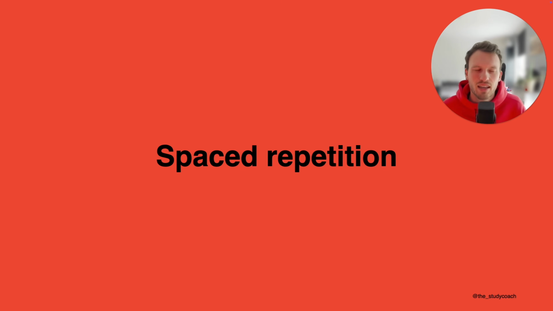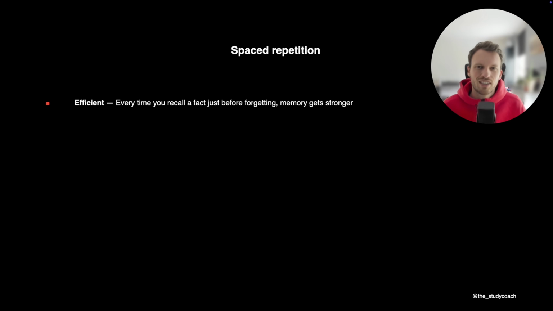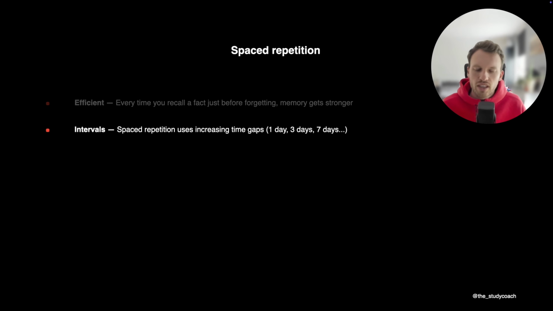So the next thing that students often ask me is, what is spaced repetition? Spaced repetition is an efficient way to study. Active recalling is more effective because it's literally strengthening your neural pathways every time that you recall the information. And spaced repetition is more efficient. So instead of cramming everything in 8 hours, you're going to spread it out over 8 times 1 hour or maybe 4 times 2 hours, and you're getting a better result. Every time you recall a fact just before forgetting, your memory gets stronger. And you do this with increasing intervals.